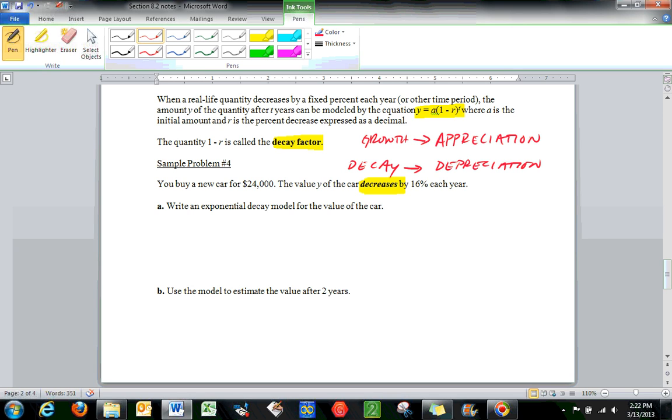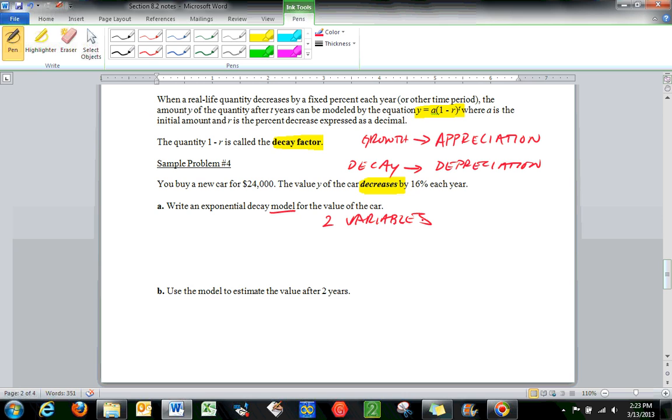What I want you to do is take your knowledge from the growth model and now take this decay model that we have given to you and apply it to sample problem 4. So in part A, you need to write a decay model. Keep in mind, when you're writing a model, we need to have 2 variables in our model, preferably the y in this case and the t, because the time is the one that can change.